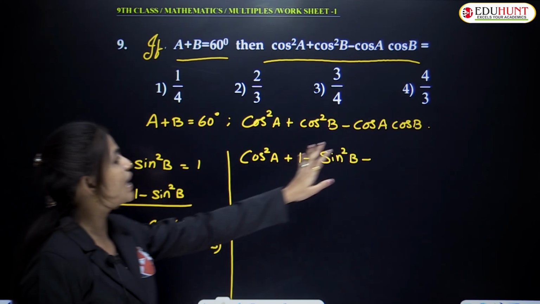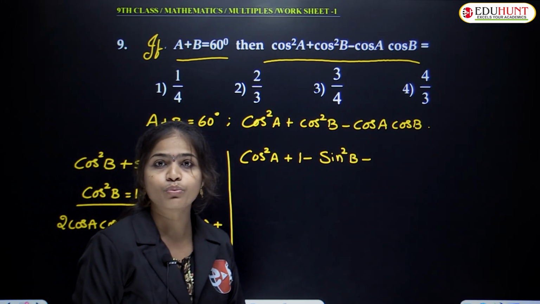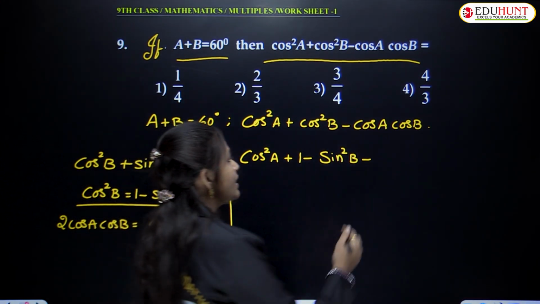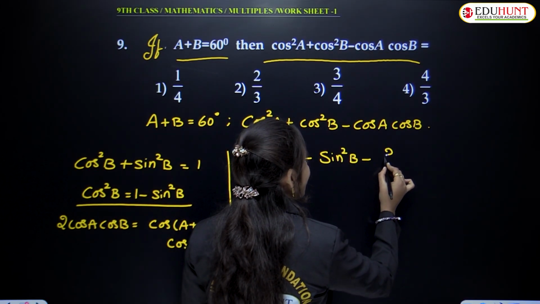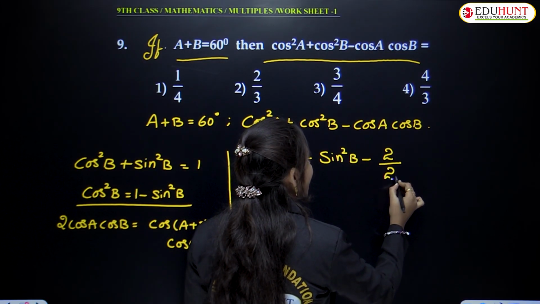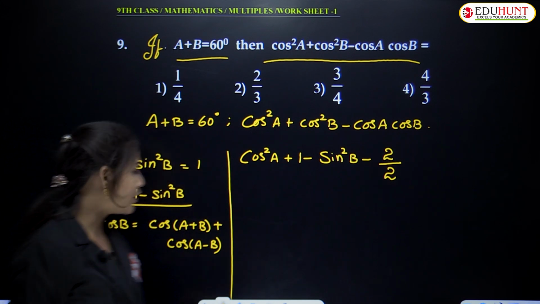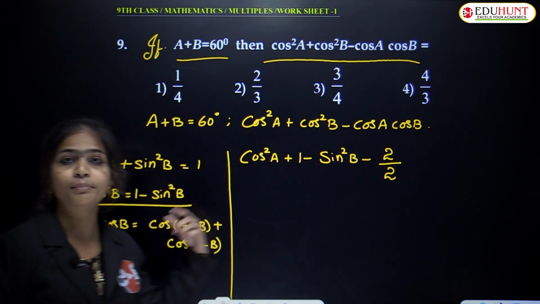But children, here we have only cos a cos b. So what do we have to do? That's why here we multiply and divide by 2. Why? Because we know the formula for 2 cos a cos b.